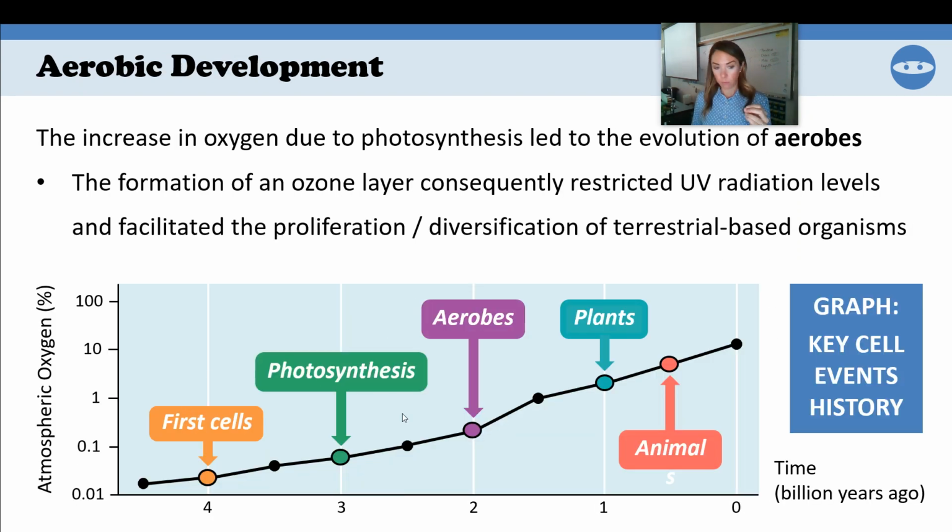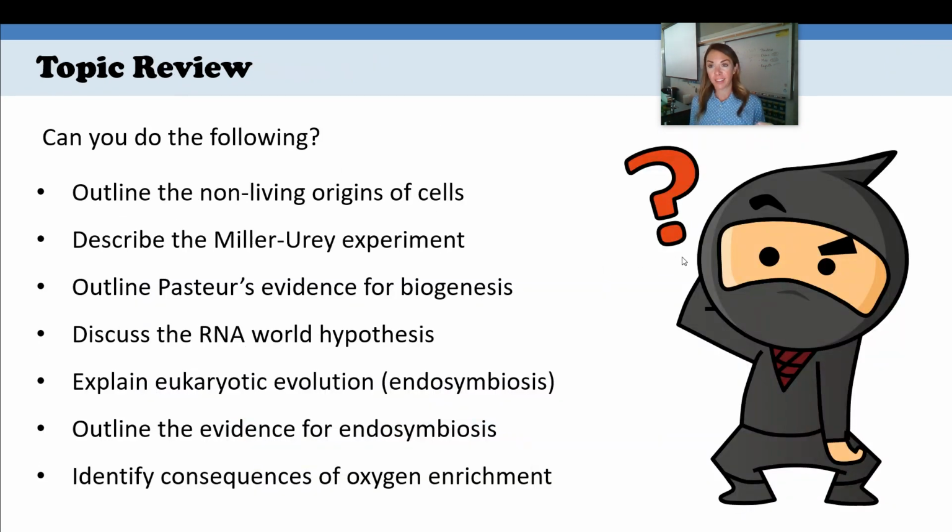Okay, here's what I just explained, looking at key events, right? First cells, photosynthesis, aerobes, then plants, and then animals, right? So looking at a billion years ago, and then also looking at my atmospheric oxygen. Go ahead and sketch that into your margins, okay? And this is basically everything I just said with the formation of the ozone, and it allows life to change, and survival of the fittest and all those things that we've talked about before, okay? And that, my friends, is the end of 1.5.